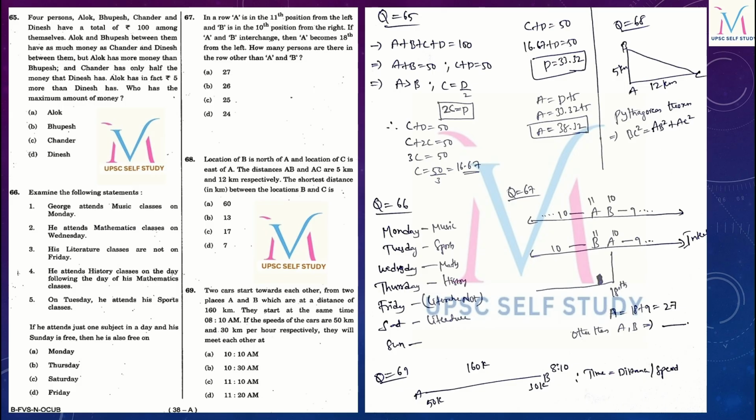Now the question is asking how many persons are there in a row other than A and B, so we have to remove the A and B positions. If we remove A and B from 27, we get the answer 25. 27 minus 2, because A and B are 2 places, we get 25. So for the 67th question, the answer is C, 25.